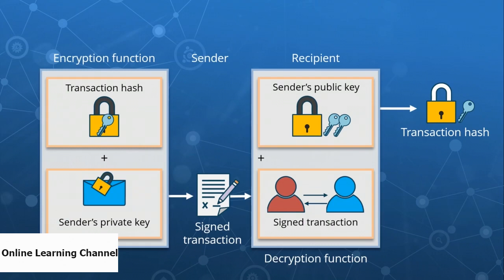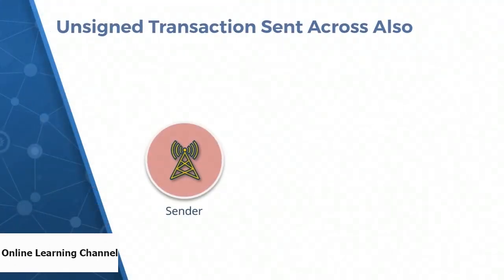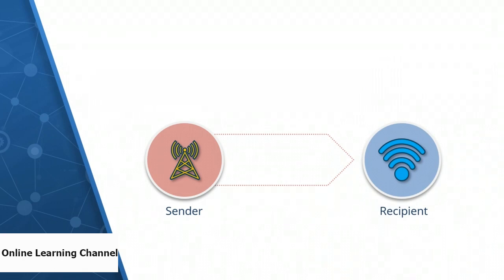In this way, they know that it was the sender who sent the original transaction, so they have been authenticated, and they cannot repudiate the fact that they initiated the transaction. In addition, the integrity of the transaction can also be confirmed. However, for that to happen, the sender will also need to send across the unsigned version of the transaction to the recipient so that the recipient can then generate a hash of this transaction and then compare it to the transaction hash which was output by that decryption function.